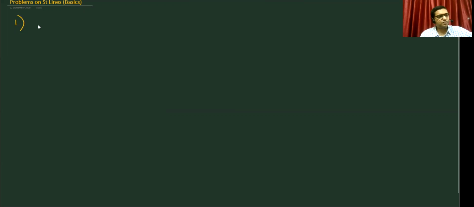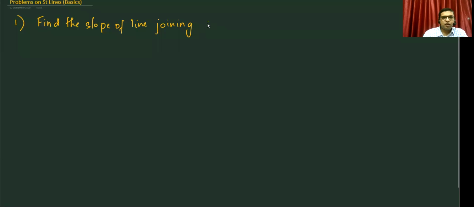So first question. Find the slope of the line joining A (2,5) and B (1,3).